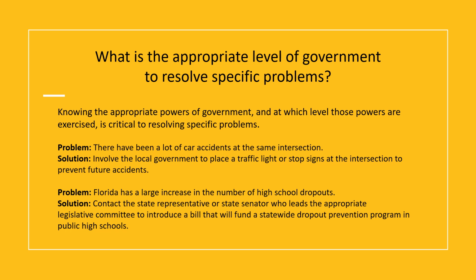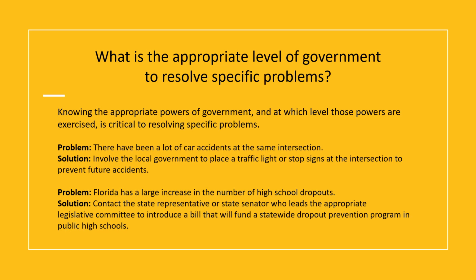It's very important to know the appropriate powers of government and at which level those powers are exercised to resolve specific problems. For example, we may be particularly concerned about an issue at the local level, such as local speed limits on streets and roads. If we were to take this issue to our representative in Congress, or if we were to write to the United Nations, we're not going to get the response that we want.